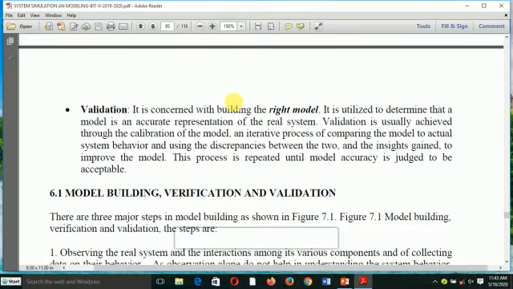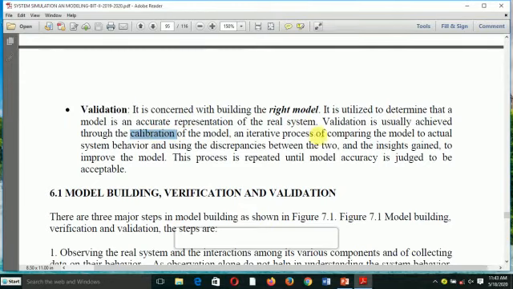So you build the right model. Building the right model means you build it step by step without making any mistake, from the beginning till the end. So it will be utilized to determine that a model is an accurate representation of the real system. Here you are able to check if the full model reflects 100% the real system. So the validation will be achieved through calibration of the model.